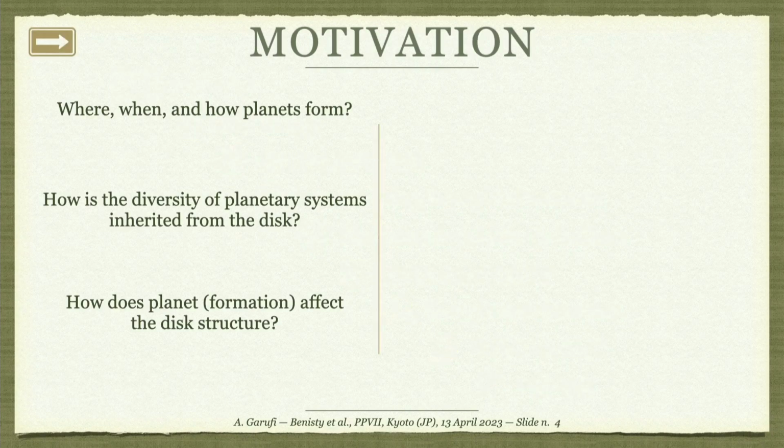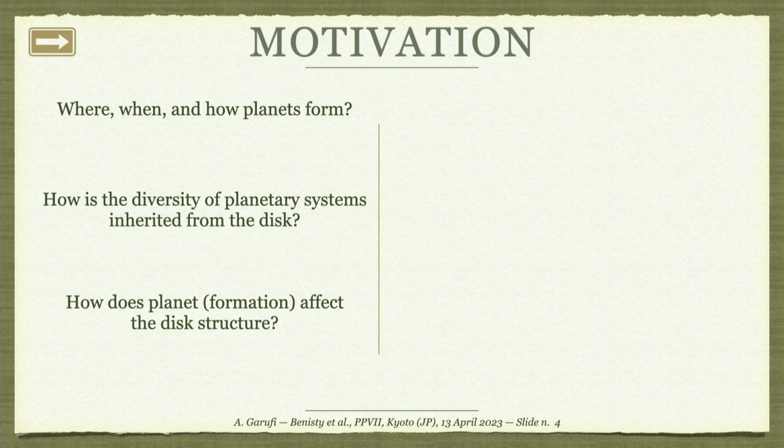So let's start with the motivation that led us to write the chapter. These are questions probably in common to most of the talks of today and of yesterday, even tomorrow. Where and when and how do planets form in the disk? How is the diversity that we observe in planetary systems somehow inherited from the planet-forming disks? And how do the forming planets in the disk affect the disk structure?